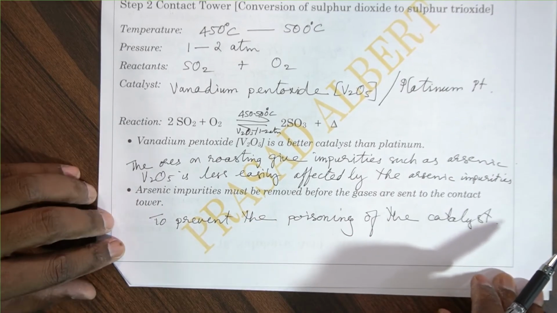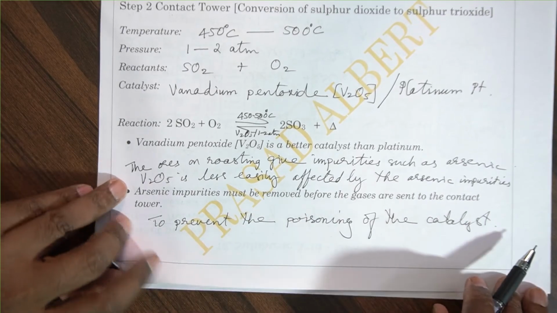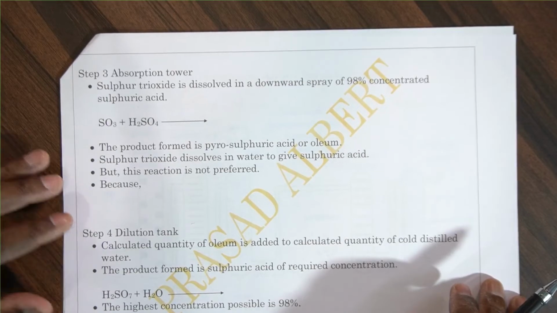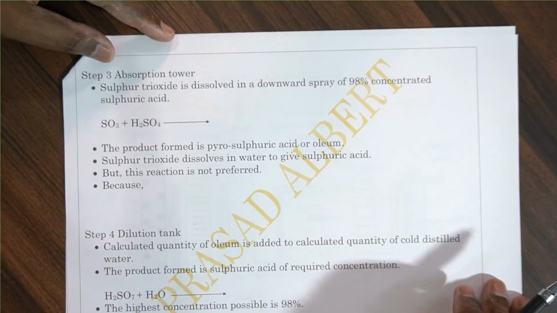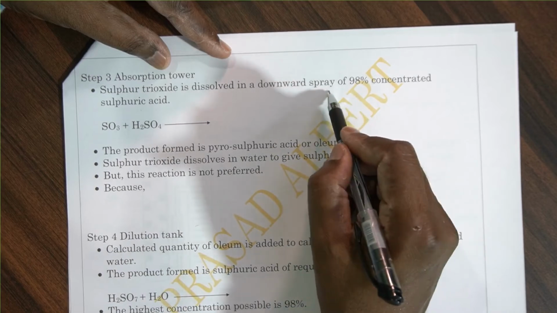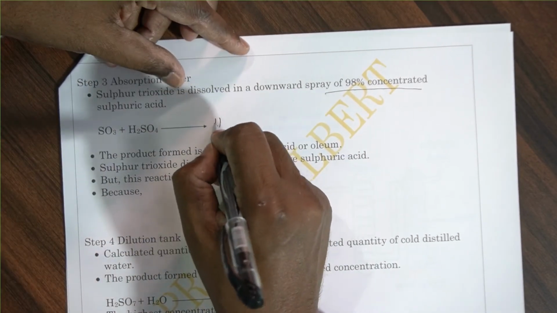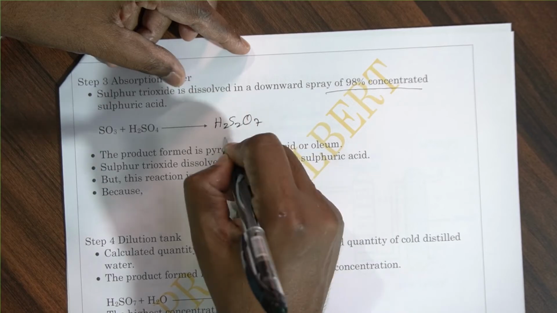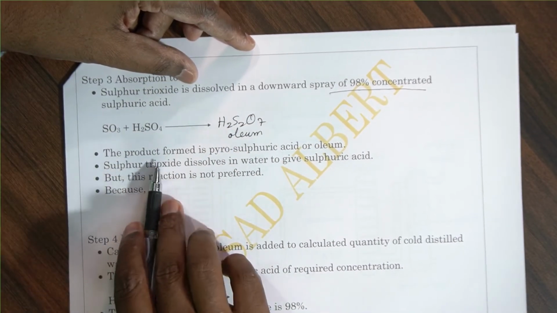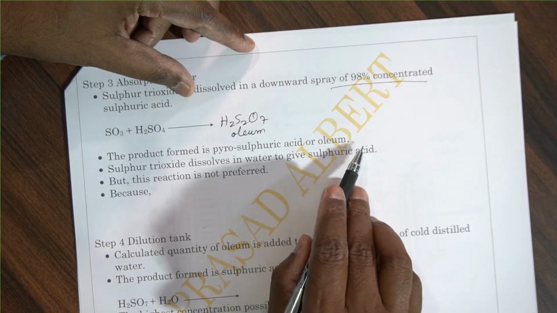Okay, so you understood step 2, I hope. Now the product here is sulfur trioxide. Let's go to the next step. Step 3 is the absorption tower. What is done in the absorption tower? Sulfur trioxide is absorbed in a downward spray of 98% concentrated sulfuric acid, where we get a product called H2S2O7, which is called oleum or pyrosulfuric acid. The product here is pyrosulfuric acid or oleum.